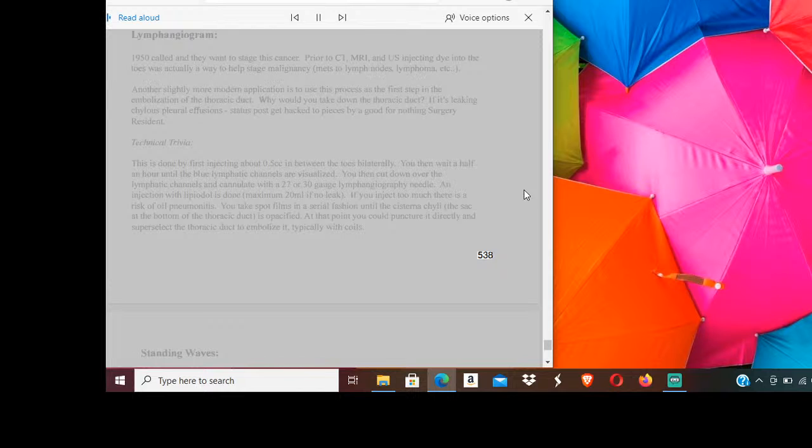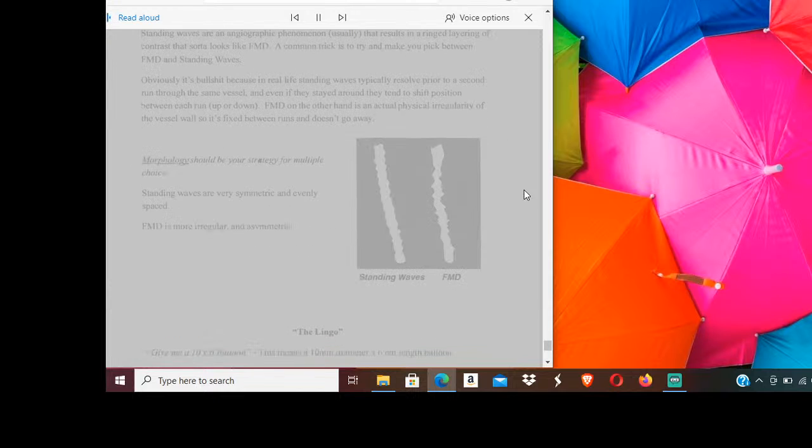538. Standing waves. Standing waves are an angiographic phenomenon, usually, that results in a ringed layering of contrast that sort of looks like FMD. A common trick is to try and make you pick between FMD and standing waves. Obviously it's bullshit because in real life standing waves typically resolve prior to a second run through the same vessel, and even if they stayed around they tend to shift position between each run, up or down. FMD on the other hand is an actual physical irregularity of the vessel wall so it's fixed between runs and doesn't go away. Morphology should be your strategy for multiple choice.